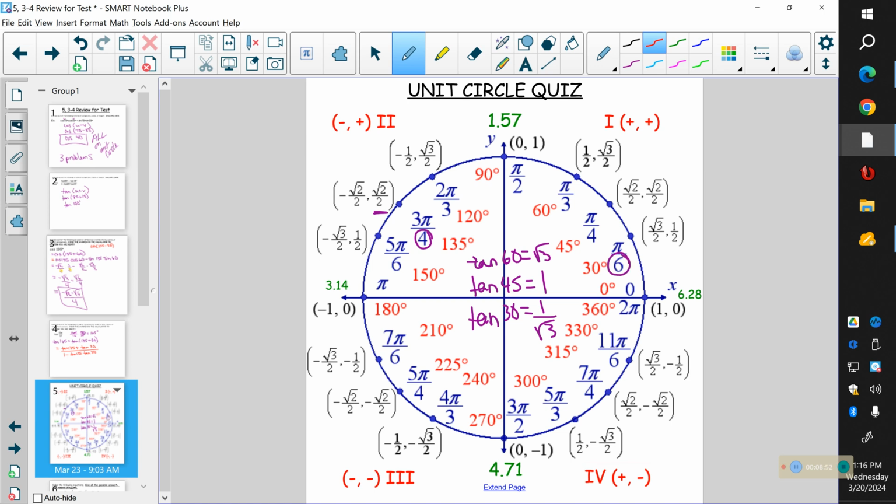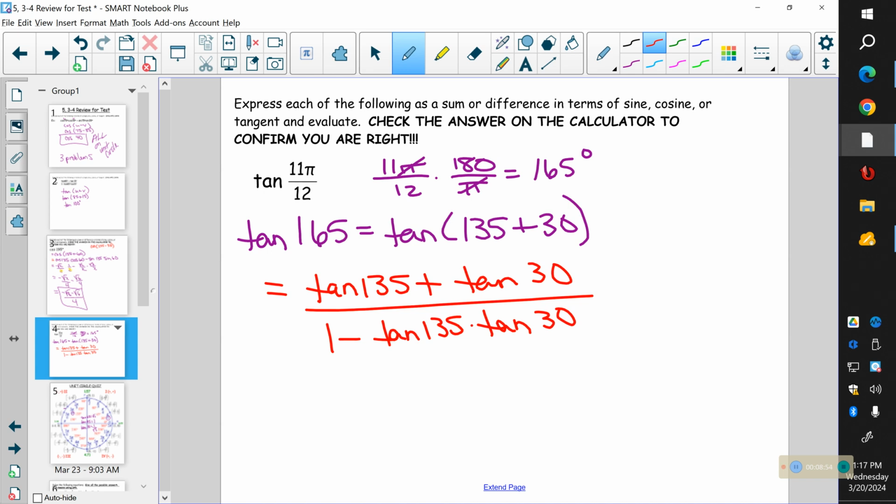So what is the tangent of 135? Well, that's a 45 degree. It's 1, but in this case it's going to be -1 because in quadrant 2, tangent is negative. So this is -1 plus, and what is the tangent of 30? That's 1 over the square root of 3, all over 1 minus a -1 times 1 over the square root of 3. Yes?